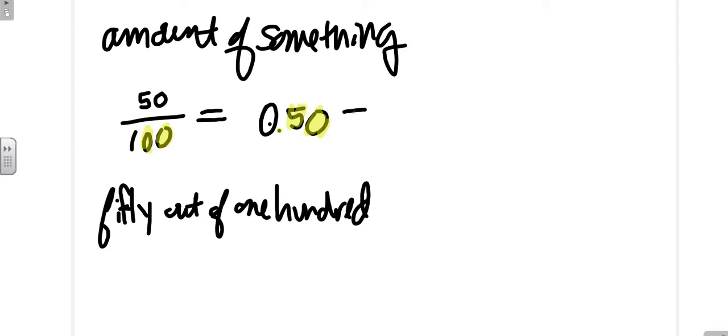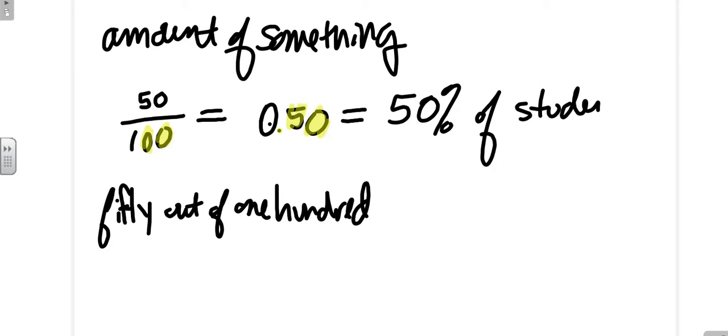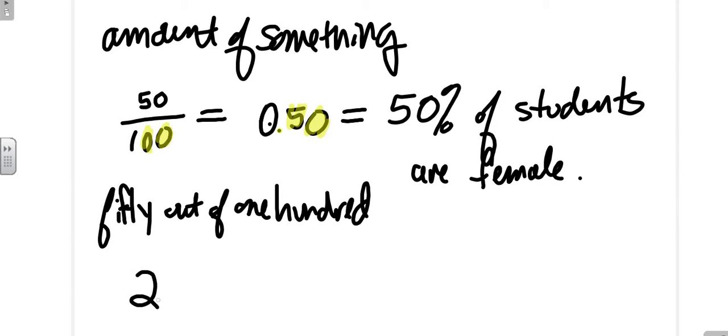Or we would say 50% of the students are female. So when you see a percent, it's out of 100. So another example.